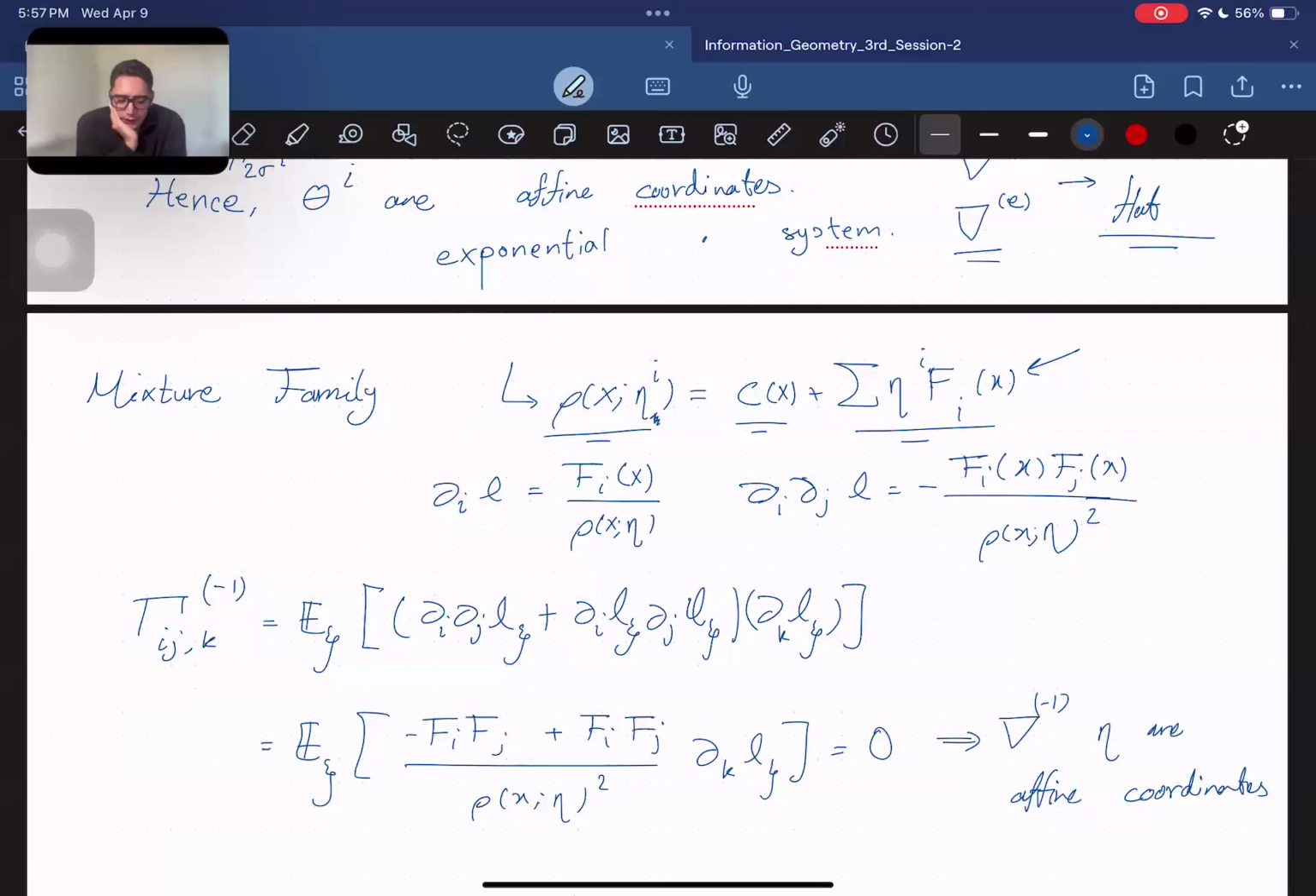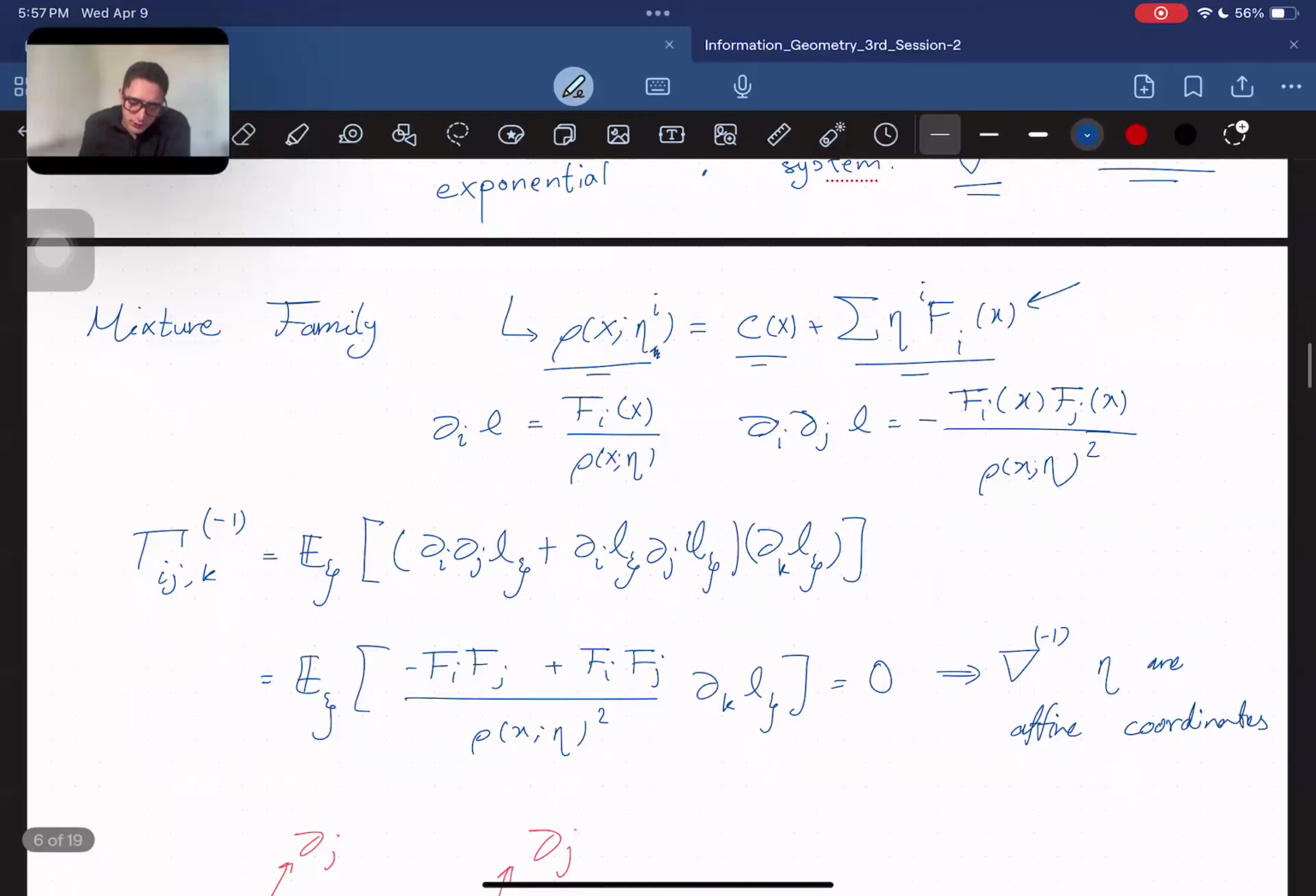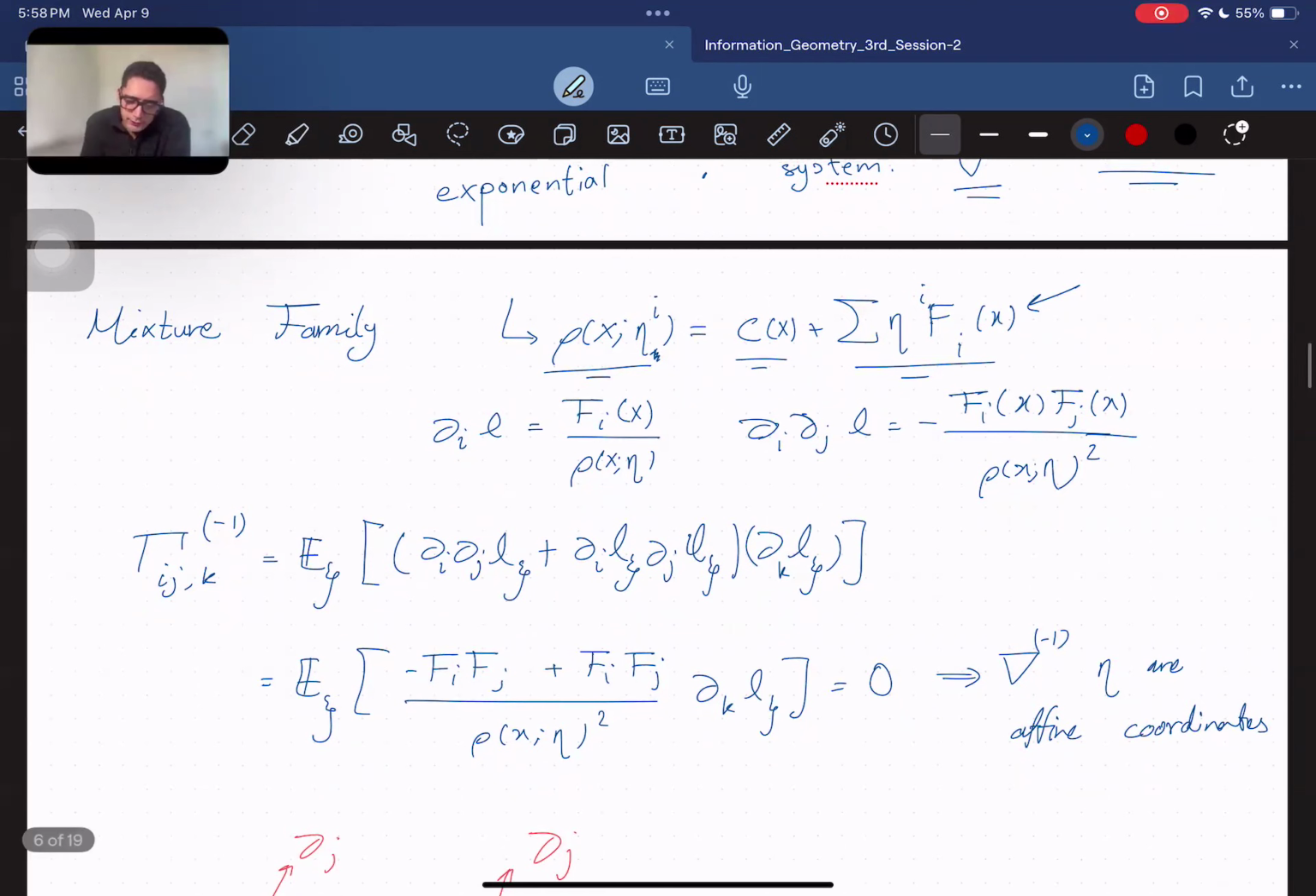If I parameterize this mixture family with eta, now let's compute the connection coordinate system. What I end up with is first, if I take with respect to i, I would get only f_i. And of course, because I had a log, I would have the same log in the denominator. And then if I take with respect to j, all I have is this.